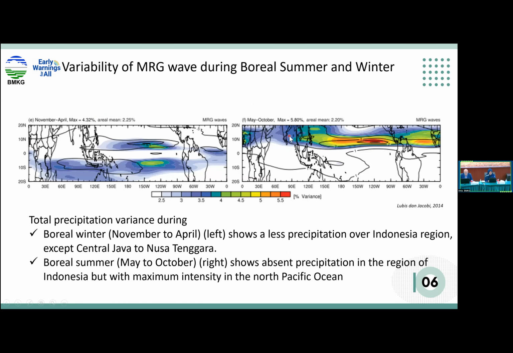And this is the variability information of the MRG wave during boreal summer and winter. It also comes from the Lubis and Jacobi paper in 2014. We can see that during boreal winter, the perturbation or variance is significantly split into two hemispheres, northern and southern, in the area of the Pacific Ocean, but in the Maritime Continent it is more to the south. For Indonesia, it has a significant variance in Java and also in Bali and Nusa Tenggara.